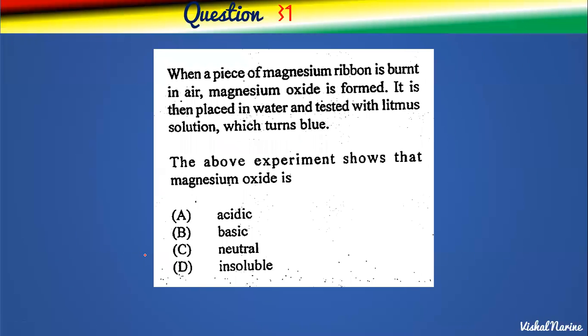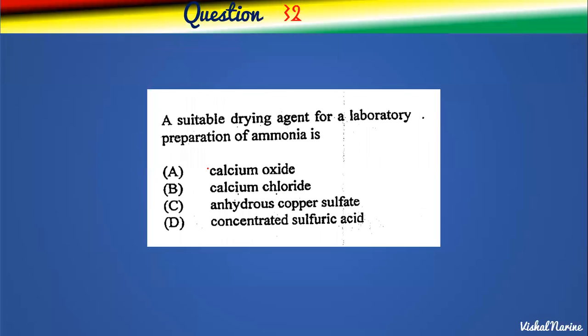Question 31. When a piece of magnesium ribbon is burnt in air, magnesium oxide is formed. It is then placed in water and tested with litmus, which turns blue. So again, once it turns blue, we can say that it is basic. Question 32. A suitable drying agent for the laboratory preparation of ammonia is? So that is A, calcium oxide.